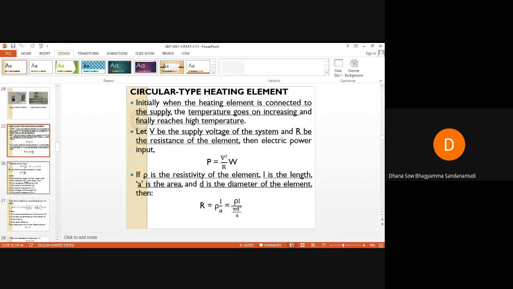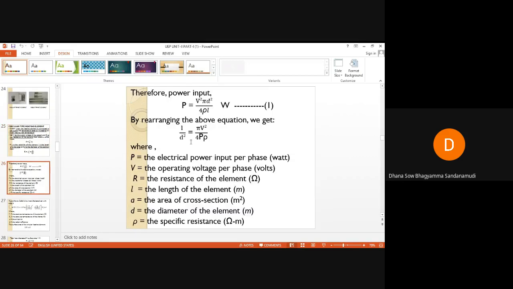If you substitute it in the above equation, I hope you have written. I am changing this one. If you substitute it and rearrange the terms, you will get P is equal to V square pi d square by 4 rho into L. Consider it as equation number 1.